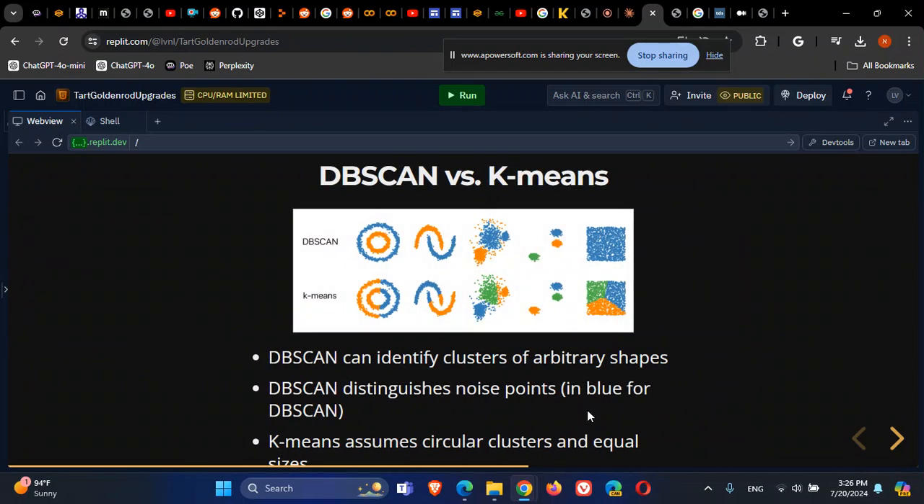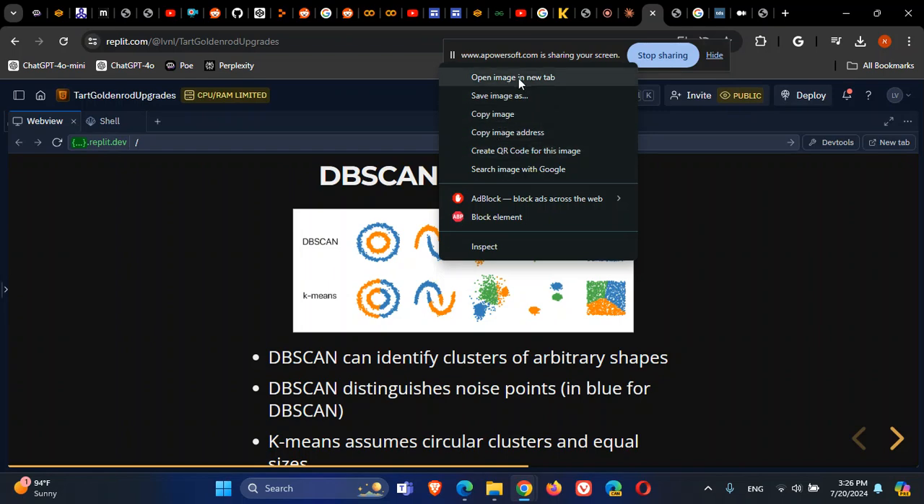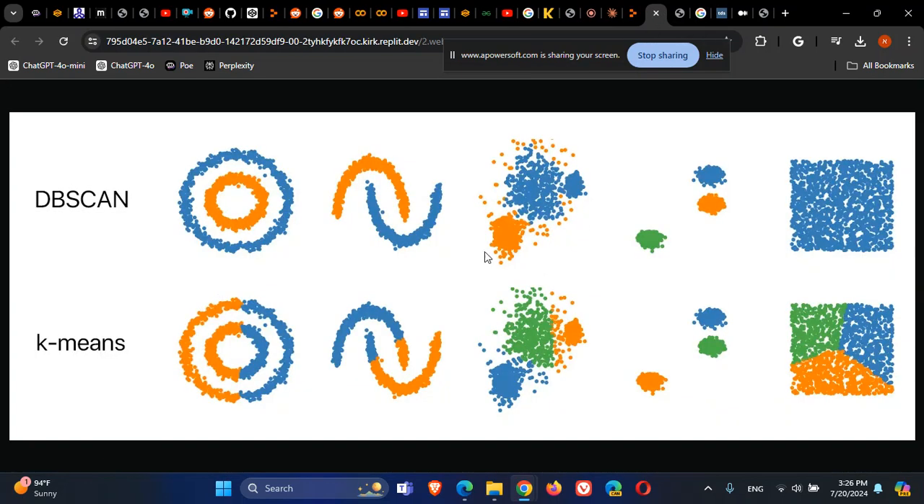So we can see here the difference between DBSCAN and k-means. You can see DBSCAN here, which does a very great job on this data, capturing the very unique structure of the data and the very unique clustering of the two clusters. And as you can see, k-means doesn't really capture the idea of the data.